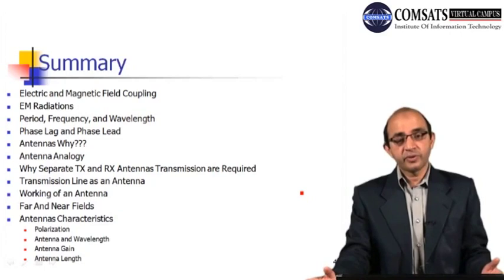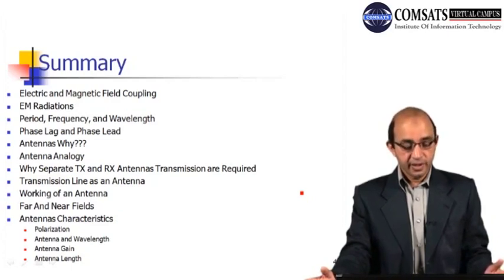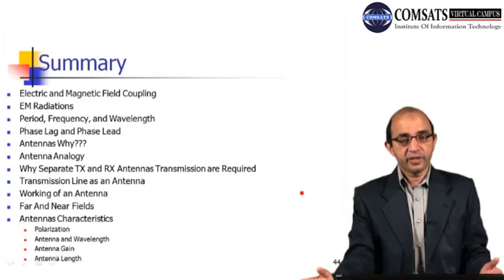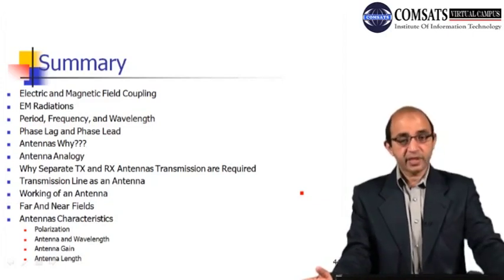And then finally we talked about different characteristics of antennas, because they are very important: vertical, horizontal, and circular polarization, and the strong relationship between the antenna size and the wavelength, how we can define the antenna gain, and finally how we can establish the antenna length accordingly. So that's all.